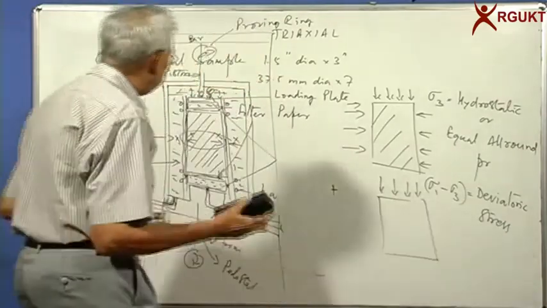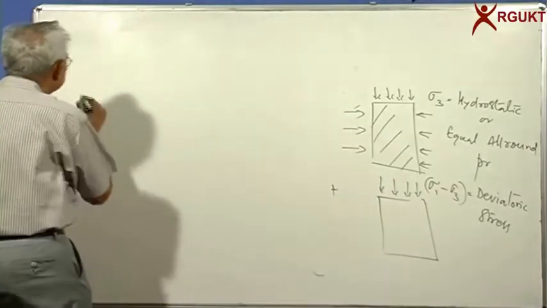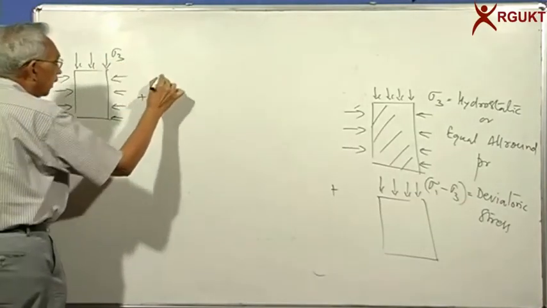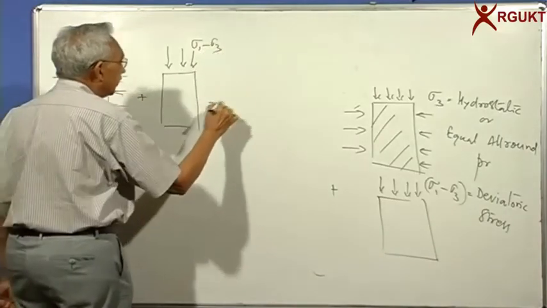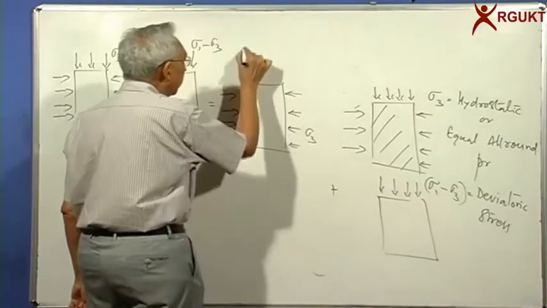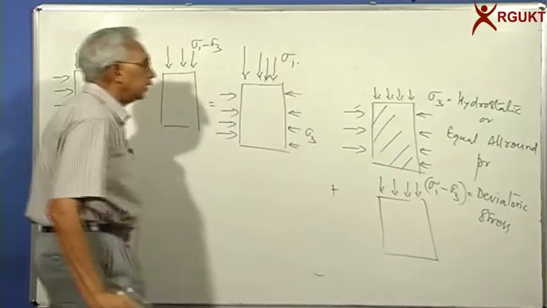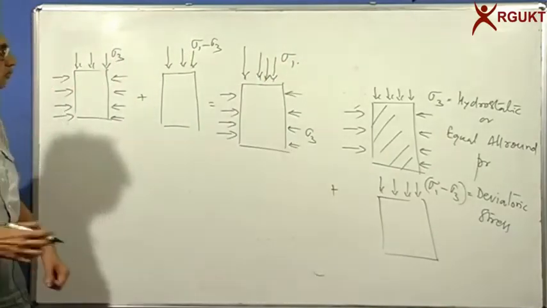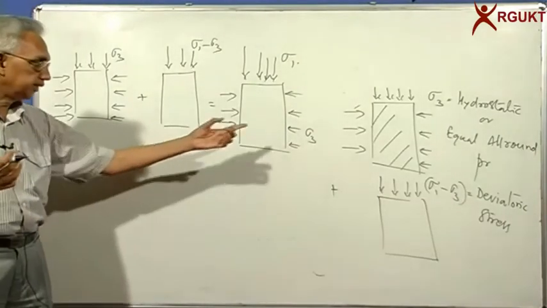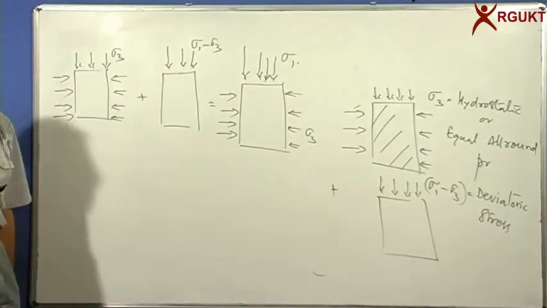If I combine the two, what you will get is the simple situation. Again, let me show you. Sigma 3 is a lateral confining stress and sigma 1 is a vertical stress. Now you get an idea. We can go for the Mohr-Coulomb kind of stress state, wherein I have the minor principal stress, which is equal to the confining pressure sigma 3, and the major principal stress sigma 1.